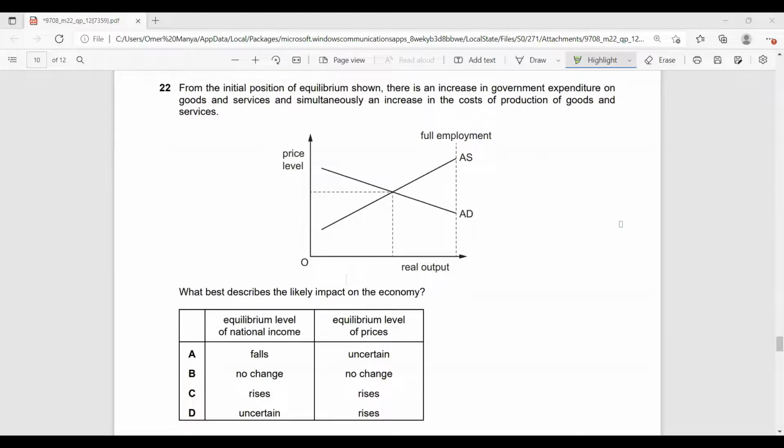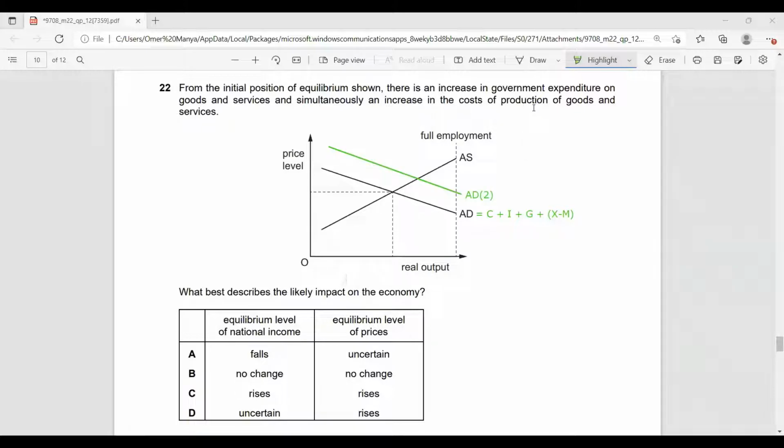Question 22. From the initial position of equilibrium shown, there's an increase in government expenditure on goods and services, and simultaneously an increase in the cost of production of goods and services. What best describes the likely impact on the economy? First of all, there was an increase in government expenditure. If you recall, the AD is made up of components C, I, G, and X minus M. When there's an increase in the component government spending, it will shift the AD curve to the right.